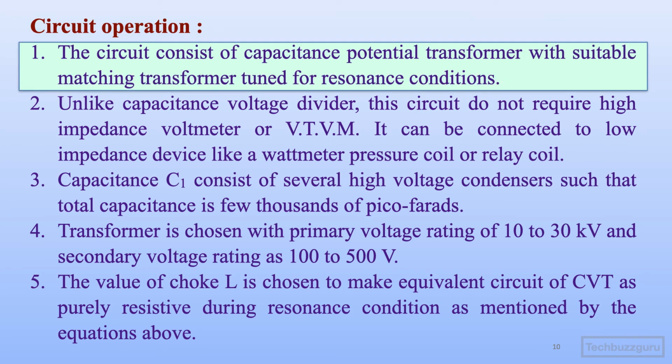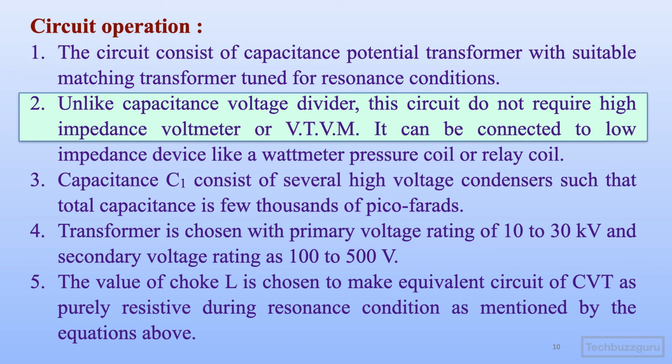First part is that the basic circuit consists of a capacitance potential divider with a matching transformer tuned to the resonance condition. This is the basic idea of capacitance potential transformer. It's basically a potential divider, but a transformer is included in this in order to get rid of the high impedance voltmeter, and in order to make the circuit work at a resonant condition. Okay.